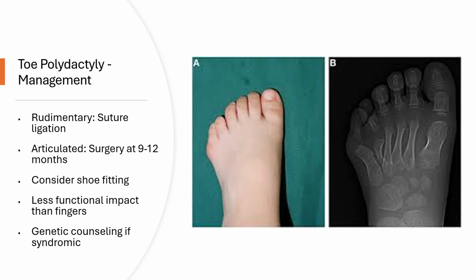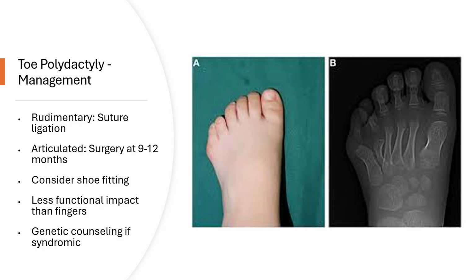Articulated Type A digits require formal surgical removal, typically performed between 9 and 12 months of age, when the baby can better tolerate anesthesia and the anatomy becomes more clearly defined. The surgical decision-making process involves identifying which digit demonstrates the best bone structure, joint alignment, and overall anatomy, then removing the less functional extra digit while preserving the most normal one.